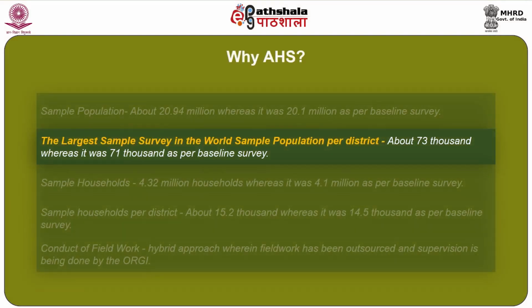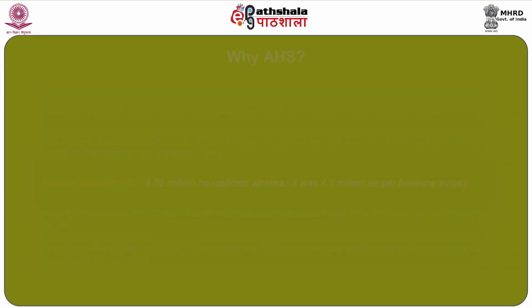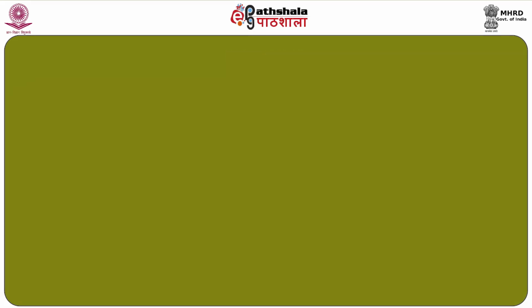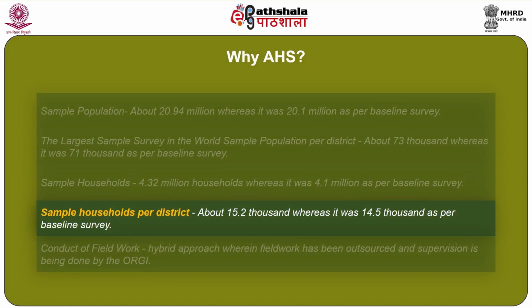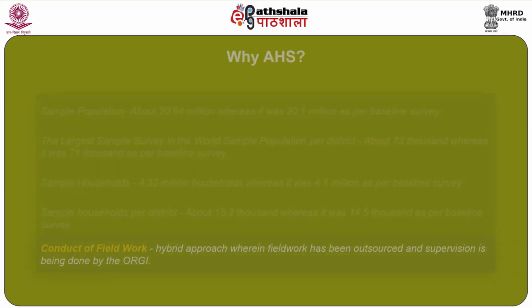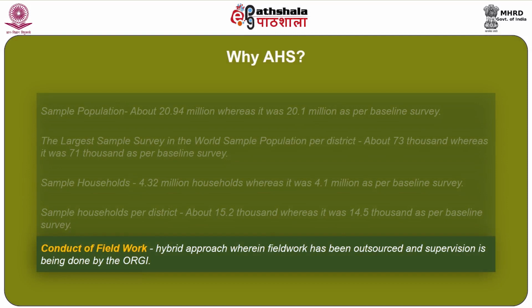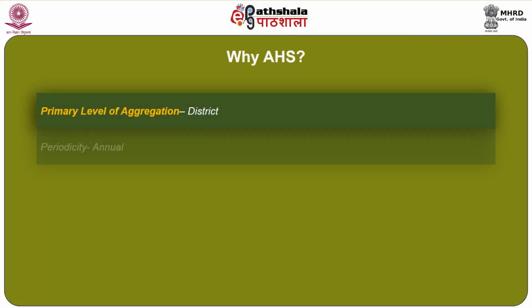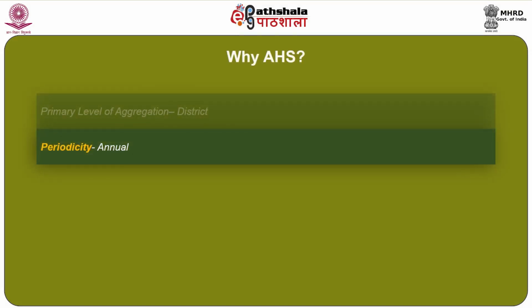It is the largest sample survey in the world. Sample population per district was about 73,000, whereas it was 71,000 as per the baseline survey. Sample households are 4.32 million, whereas it was 4.1 million as per the baseline survey. The sample households per district constitute about 15.2 thousand, whereas it was 14.5 thousand as per the baseline survey. The conduct of field work shows a hybrid approach wherein field work has been outsourced and supervision is done by the ORGI. The primary level of aggregation was the district, and annual is the periodicity for such surveys.